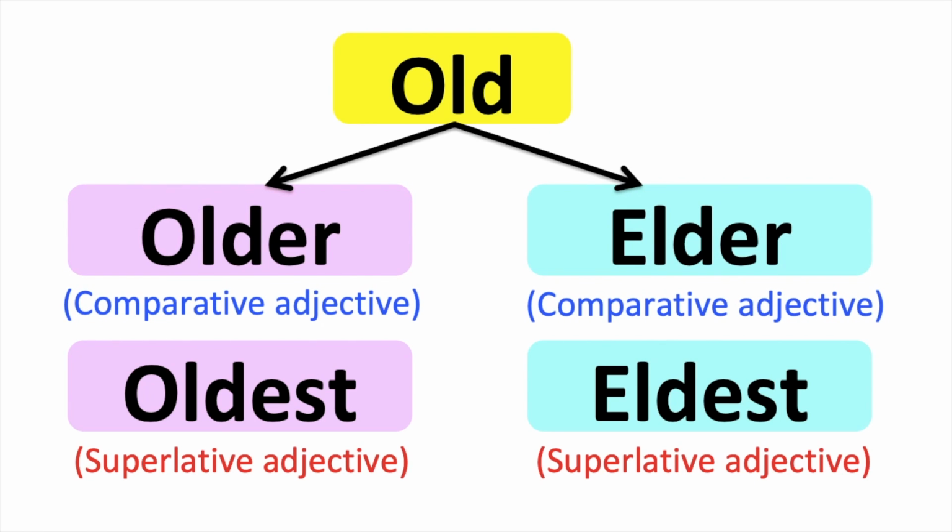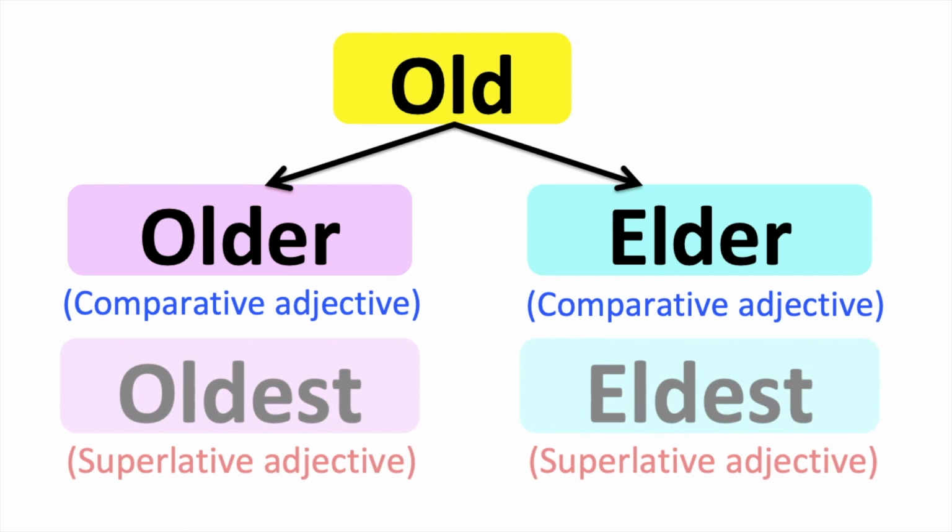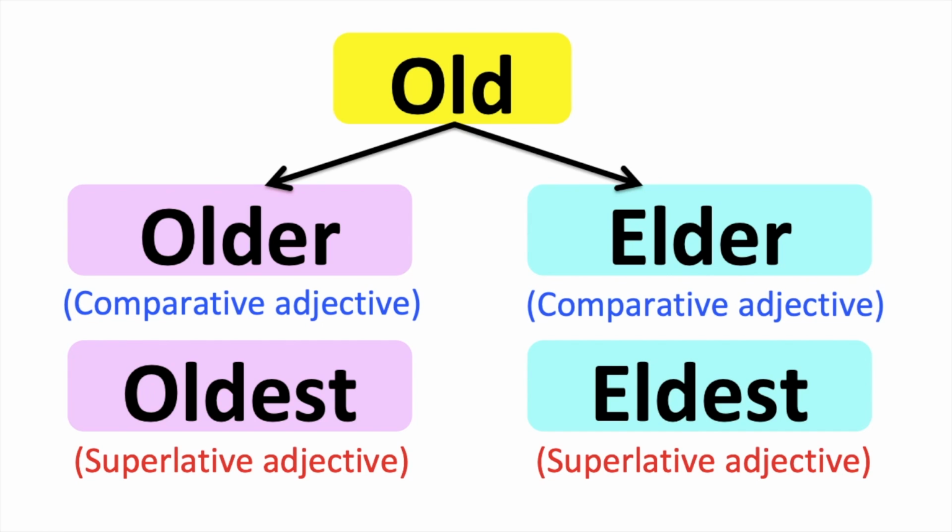Comparative adjectives compare things or people, so we compare one with the other. In this context, we are referring to a greater age. Superlative adjectives compare one thing or person with all other things or people in a group. In this context, we are talking about someone or something that has the greatest age.